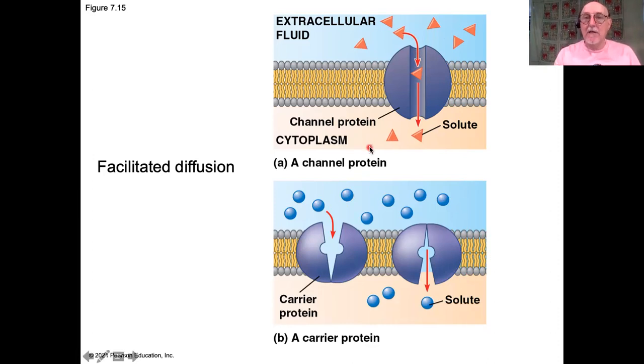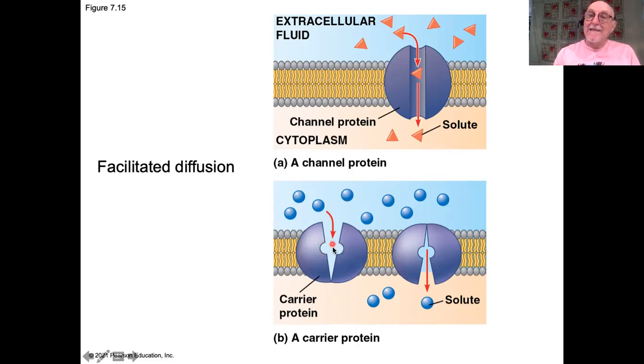carrier proteins. This one's a channel protein. This is a carrier protein. And carrier proteins are somewhat different. They still operate, there's still a facilitated diffusion. It still operates in the direction of the concentration gradient. You've got a high concentration of solute here, low concentration here. But the carrier proteins actually bind the substance. They have a site which matches the structure of the ion that they're going, or substance that they're going to move across.